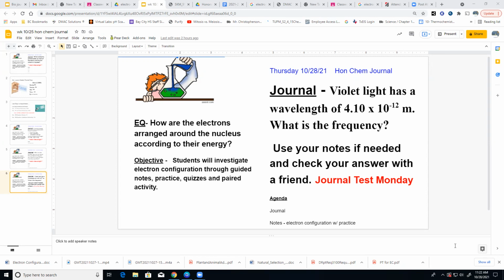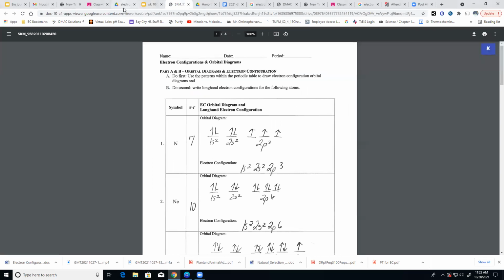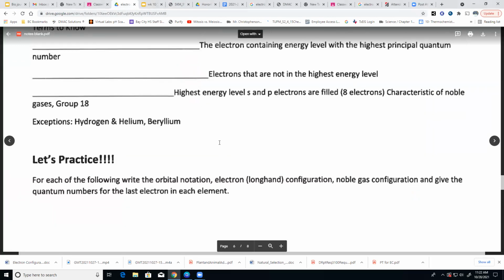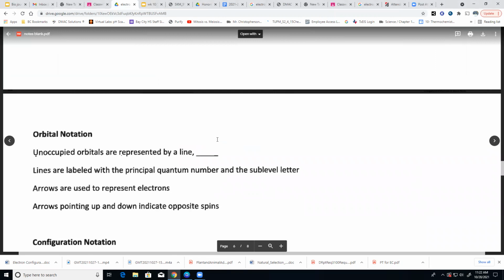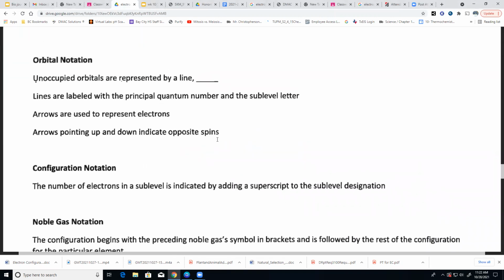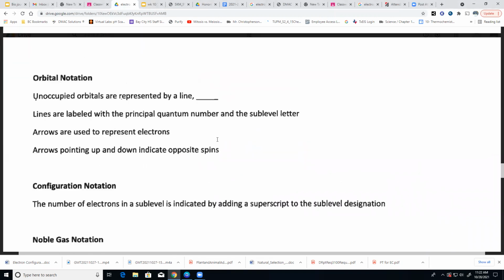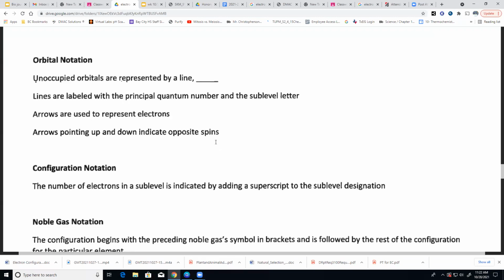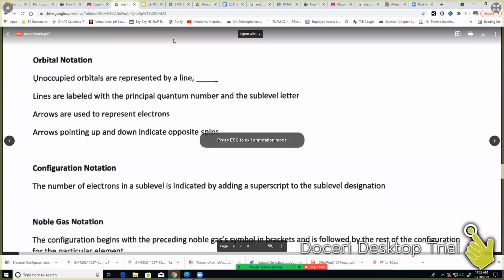All righty, if you will get your notes out, we're going to go ahead and move on to electronic configuration. So the periodic, let's try that again.